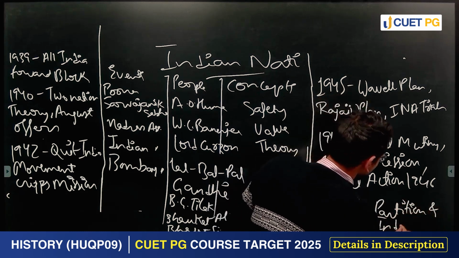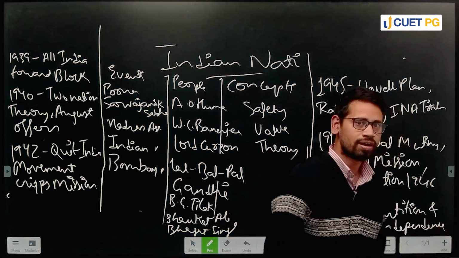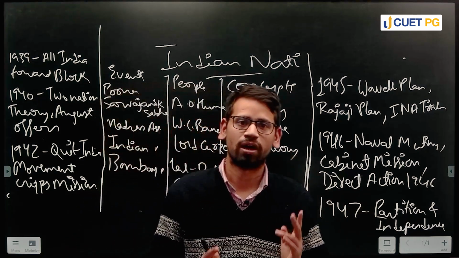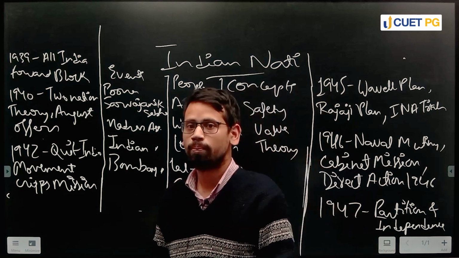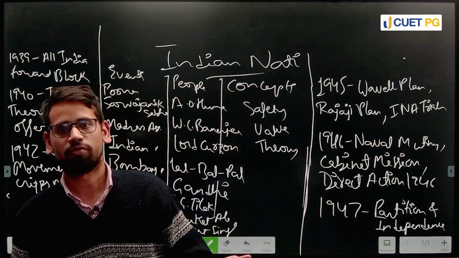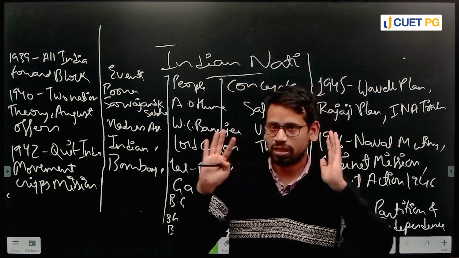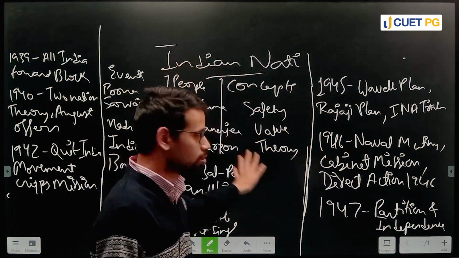I'm not saying that this covers all the facts. There are many smaller facts that need to be taken into account, be it the formation of the Congress Socialist Party, be it the formation of the Swaraj Party, Morley-Minto reforms, Montagu reforms, right? A lot of things can be covered, right? But these are the basic timeline of the major events that led to the process of the Indian national movement.